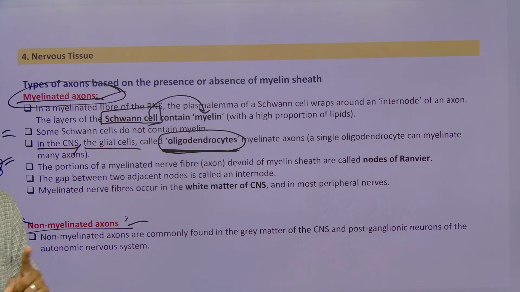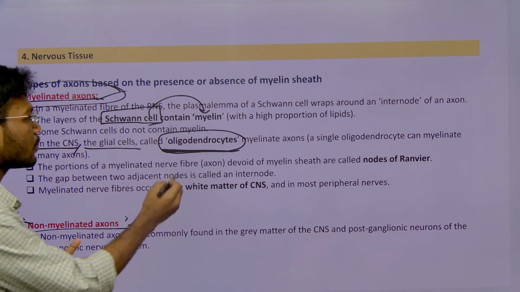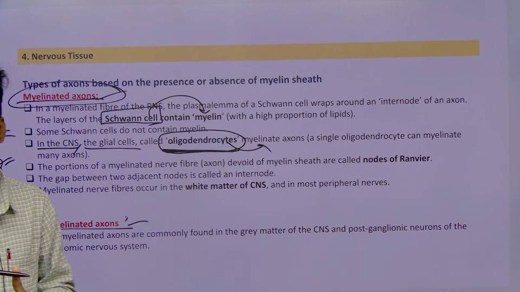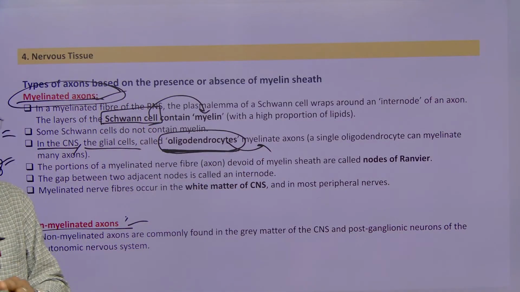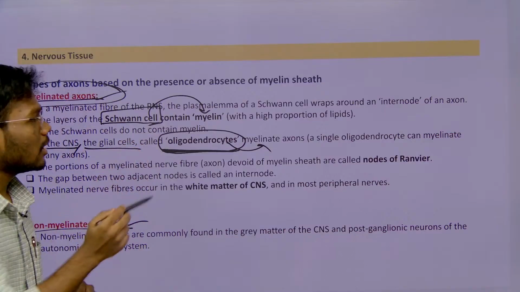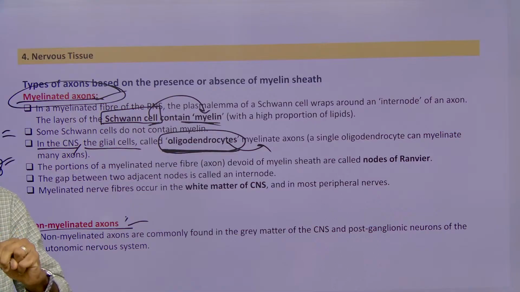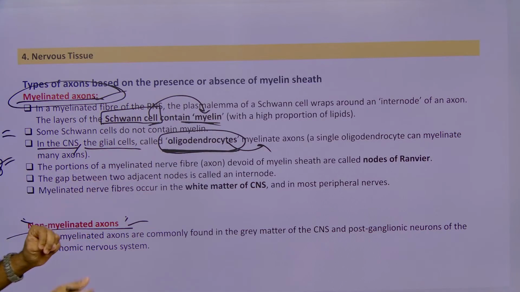We have two systems. One is the central nervous system, another one is the peripheral nervous system. In the central nervous system, the cells are what? Oligodendrocytes. These are responsible for producing myelinated axons. In the peripheral nervous system, Schwann cells are present. These are responsible for the myelinated axons. In two systems, two cells. You should remember what system has what cell. Peripheral nervous system, Schwann cells. Central nervous system, oligodendrocytes. Right?